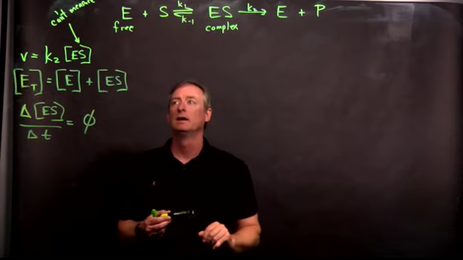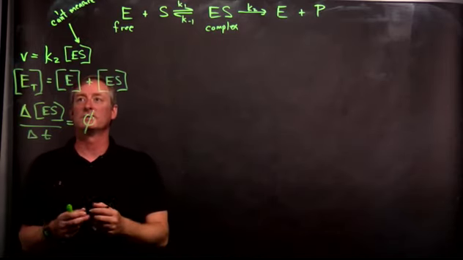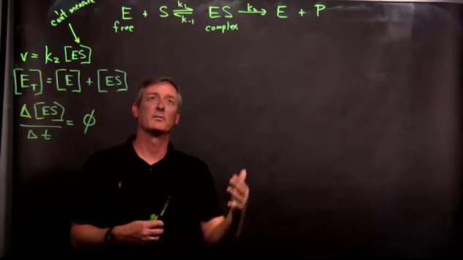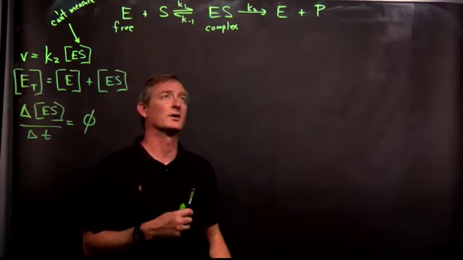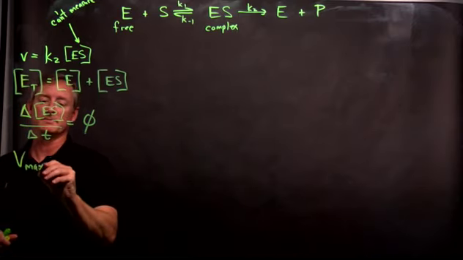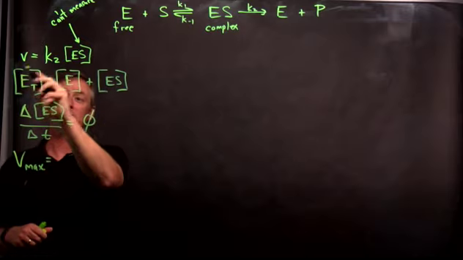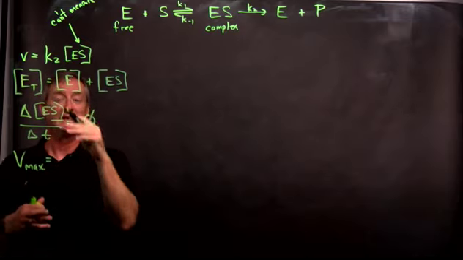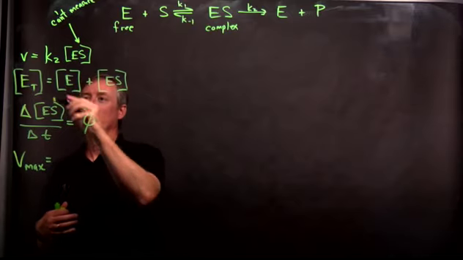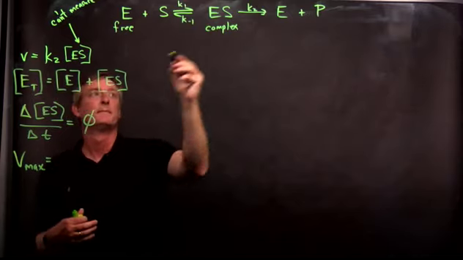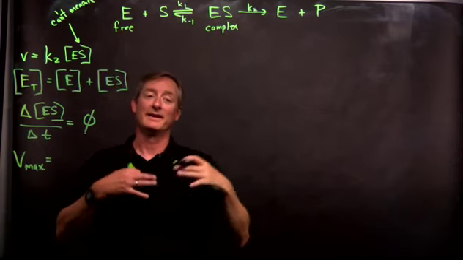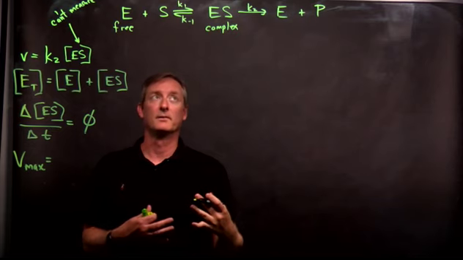Now, the last assumption we're going to use is that there's going to be a maximal speed at which this reaction can occur, a maximal velocity. And that maximal velocity is going to be reached when all of the enzyme that I've added is doing its job. How do we know when it's doing its job? Well, if all the enzyme that we add is bound up with substrate in the enzyme substrate complex, that's as fast as that reaction can go.